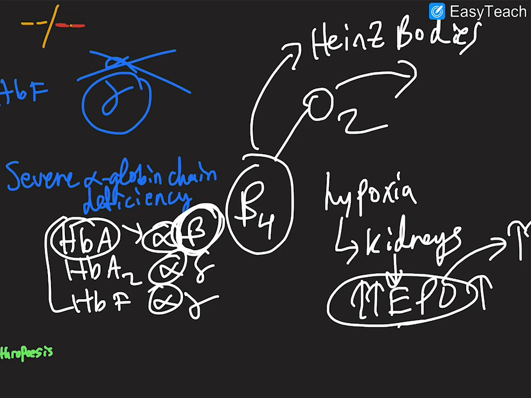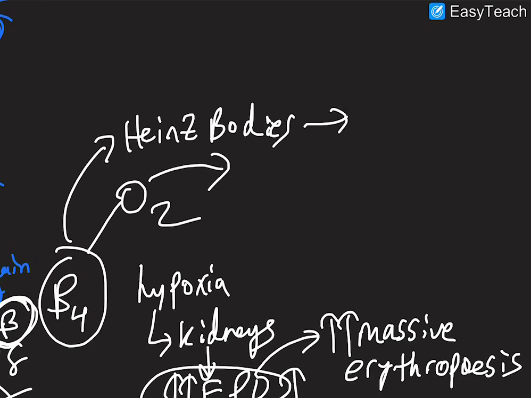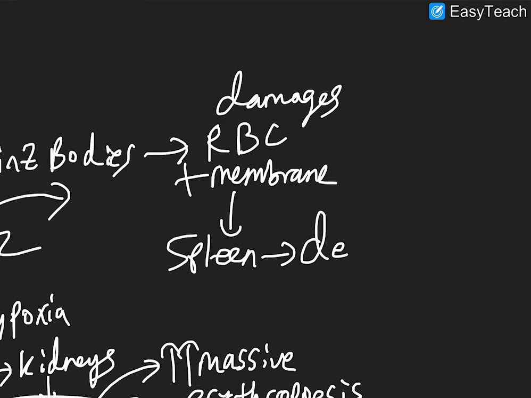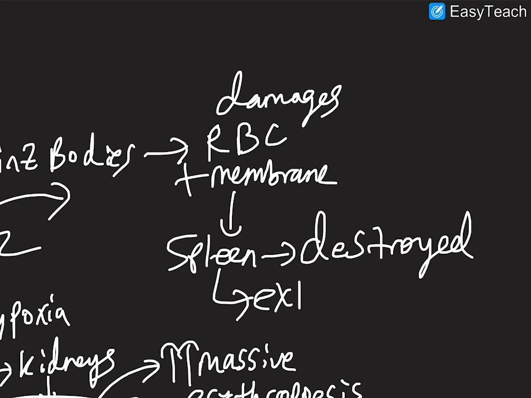Why is this bad? Because Heinz bodies damage your red blood cell membrane. And if you have a damaged red blood cell membrane, the Heinz bodies plus the damaged red blood cell membrane can go to your spleen and get destroyed. So you're destroying your red blood cells. Okay. And if your red blood cells get destroyed in your spleen, that's extravascular hemolysis, right? Because it's happening outside your blood vessels.